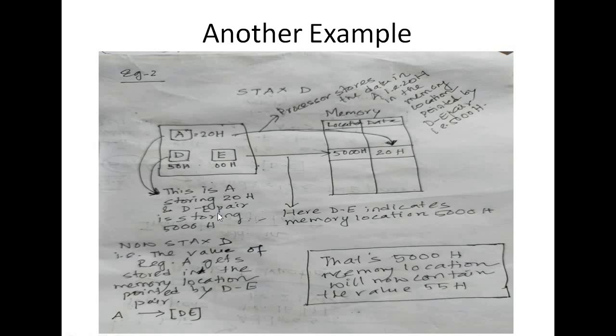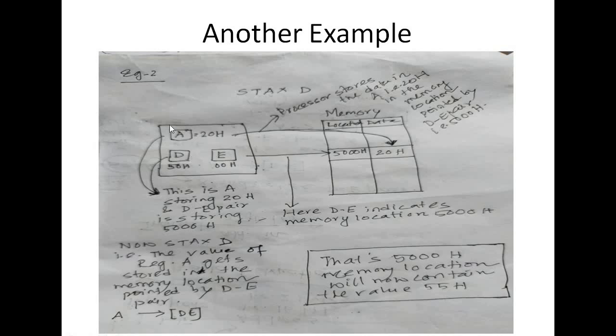Okay, so the DE pair in total will store the data 5000H. Now here DE indicates memory location 5000H. Which memory location is indicating? 5000H. Understood? So the microprocessor will store the data stored in register A, that is 20H, into the memory location indicated by the DE pair.